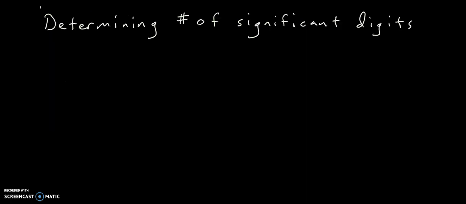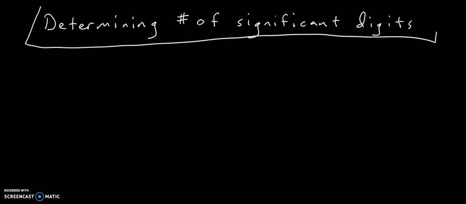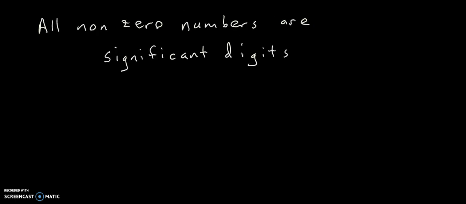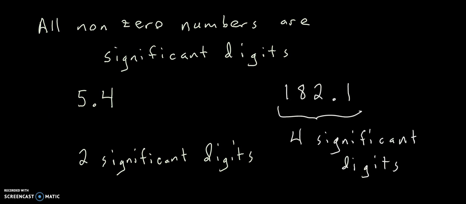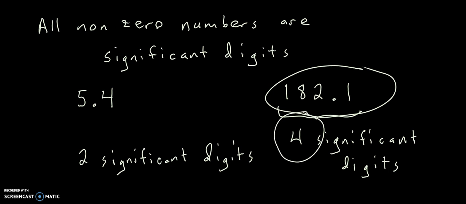Now next we'll take a look at how we determine how many significant digits are in a number that we're manipulating. Our first guideline is that all non-zero numbers are considered significant digits. For example, this number 5.4, the 5 and the 4 are non-zero numbers, both count as significant digits. We'd say this number has 2 significant digits. Whereas the number 182.1 has a 1, an 8, a 2, and a 1 that are all non-zero numbers, we'd say this number has 4 significant digits.